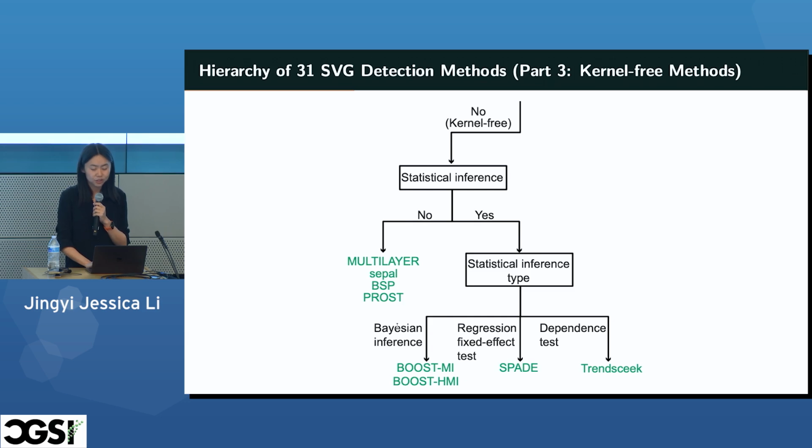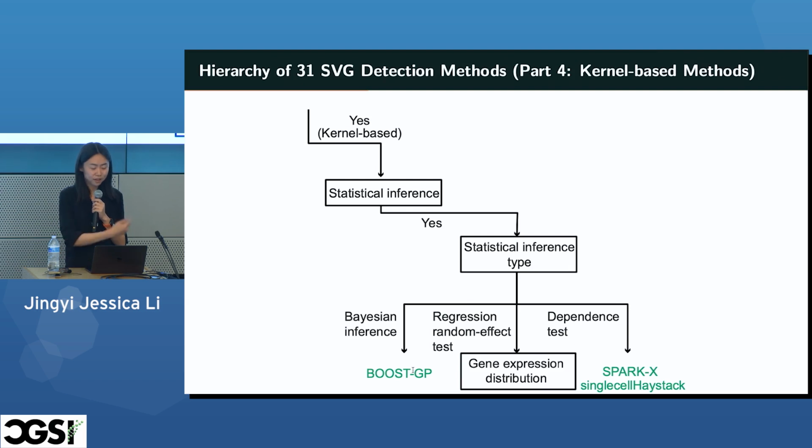For the rest that use statistical inference, they're very diverse. They can be categorized as using Bayesian inference, or not using Bayesian inference. And for those that don't use Bayesian, I categorize them as regression fixed effect or dependence test. For the last part, I said we will give more discussion on these distinctions. But just for your information, there is a minority of methods that are Bayesian. There are 2 named after Boost, and there will be a 3rd one named after Boost, and they were from the same author. All right, and kernel-based methods use kernel, and they all provide statistical inference.